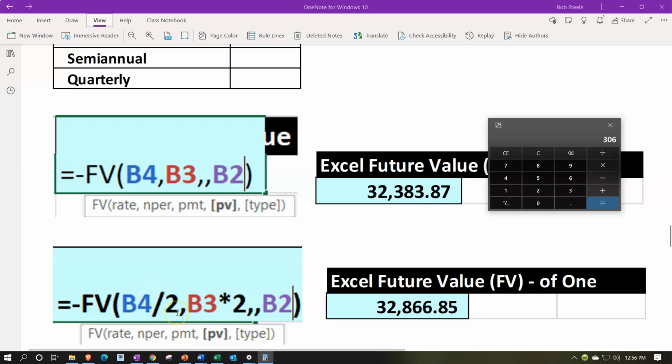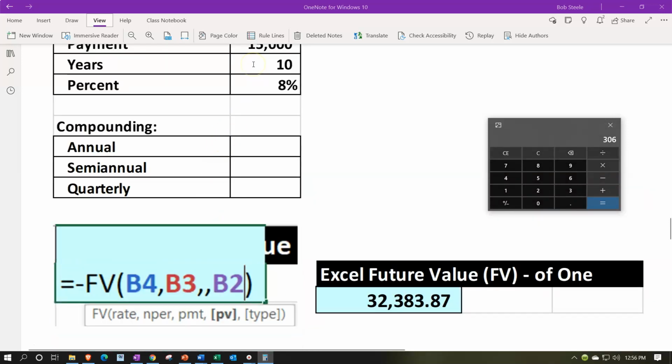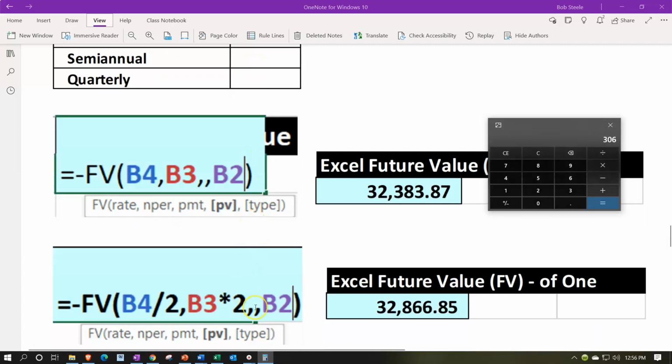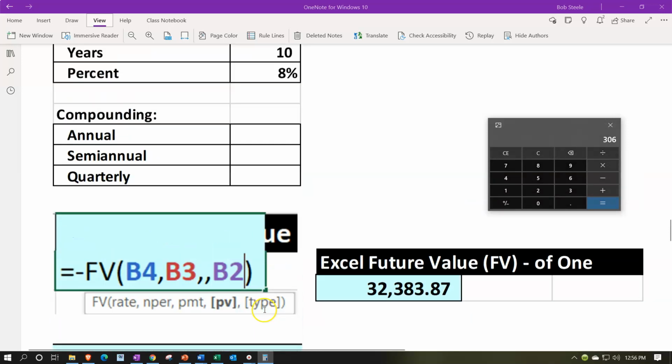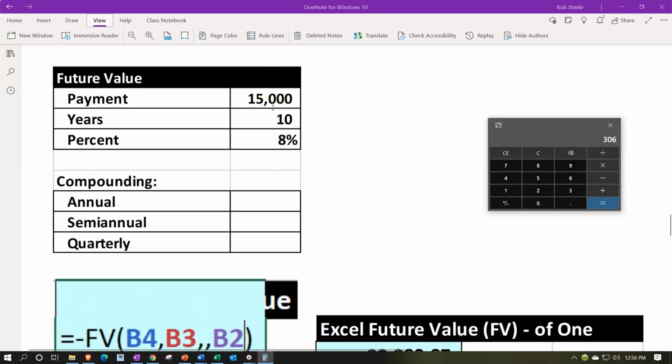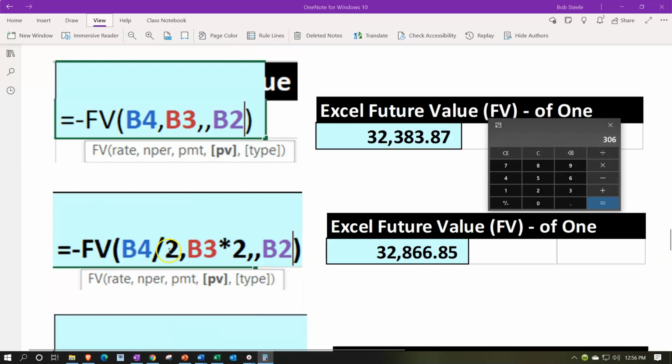So then we have the comma, and then we have the number of periods. The number of periods now would be 10, but now it's semi-annual, so 10 times 2. So now we have the 10 times 2, and then comma, and we have the same B2, which is the 15,000.